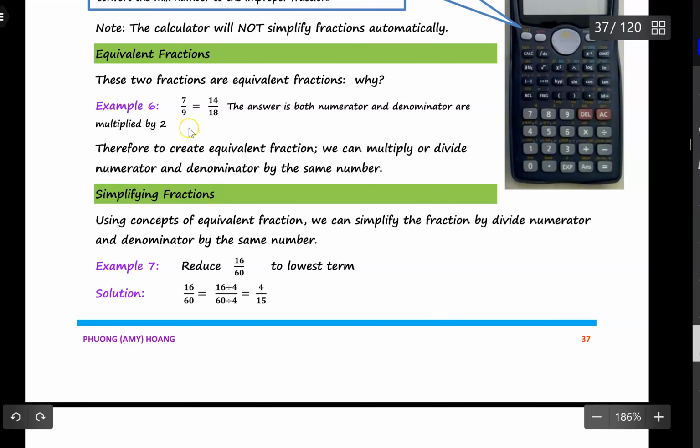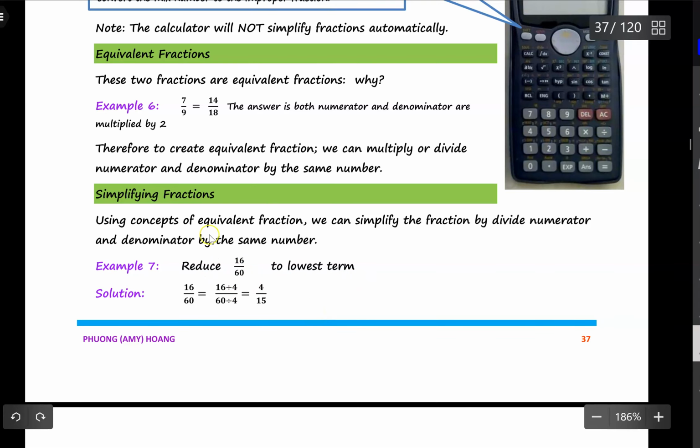In this equivalent fraction example 6, to increase the fraction, you multiply by 2. To simplify the fraction, you have to reduce it to lowest terms, which means you have to divide. If you divide the numerator and the denominator of the fraction by the same number, you reduce the fraction to lowest terms. But you must divide until you cannot divide any further.